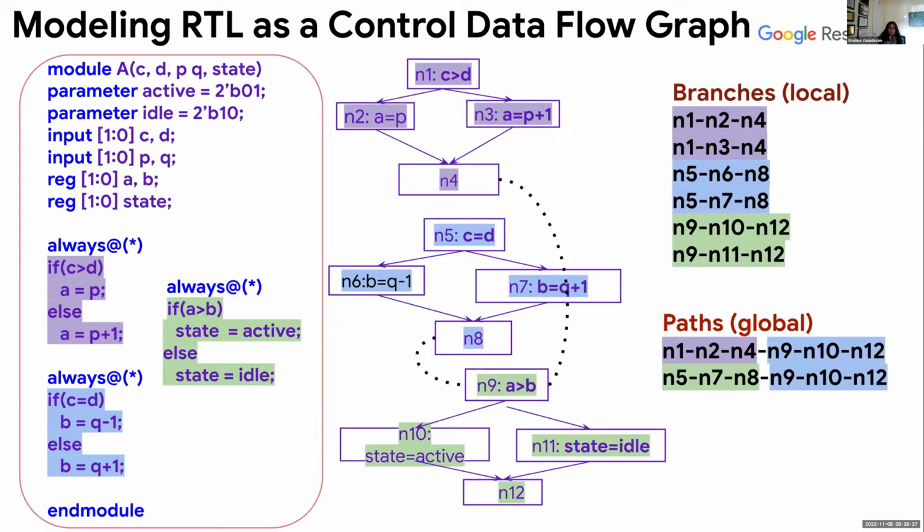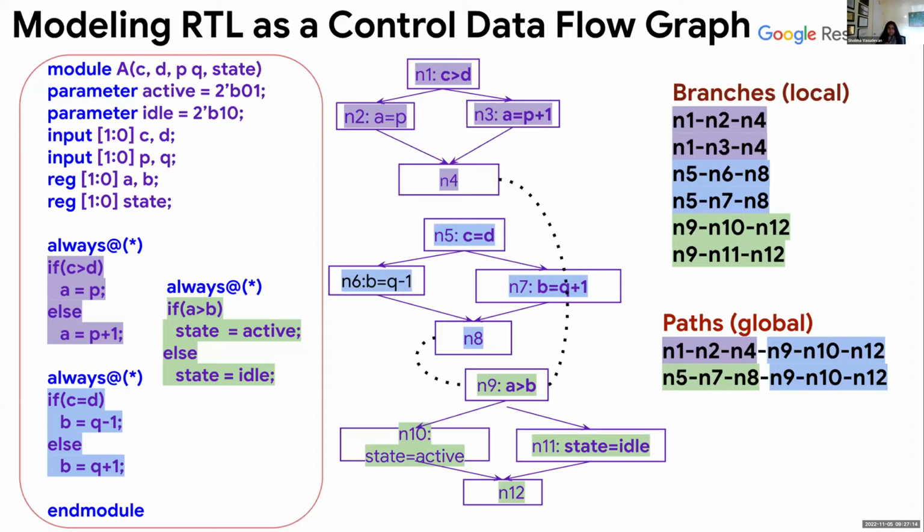A path, though, we distinguish a bit between the word branch and path, because paths are more global. A path is essentially one that can go across different always blocks or different processes. So in this case, it would be N1, N2, N4, N9, N10, N12. That is a sequence that follows all the way from the beginning of that module to the end of that module. Of course, there can be longer paths. If this module is instantiated in another by a top module, then it's a much longer path.